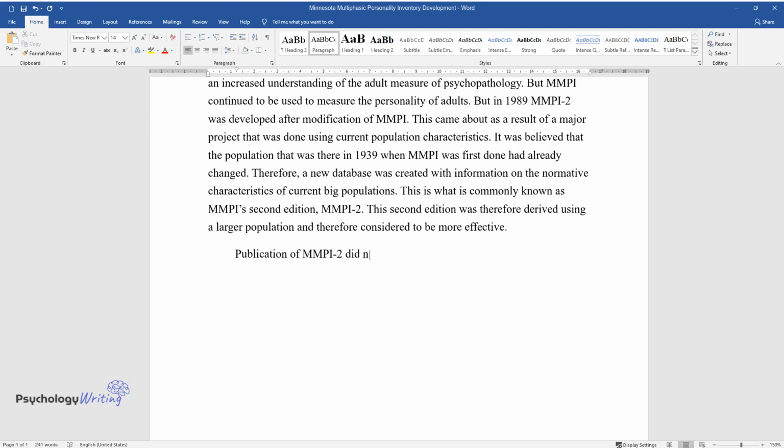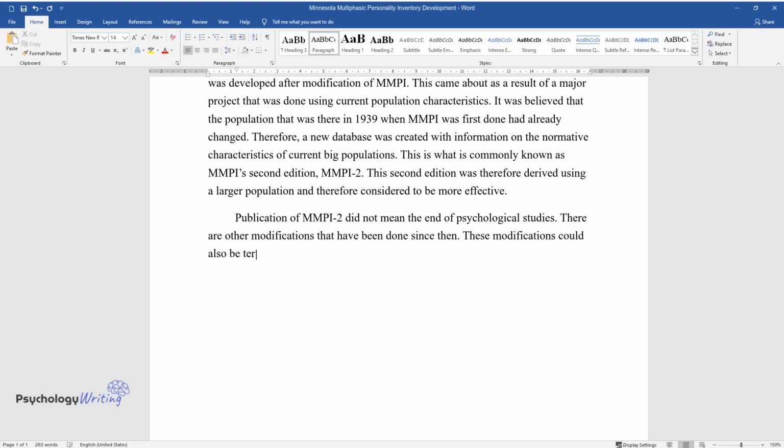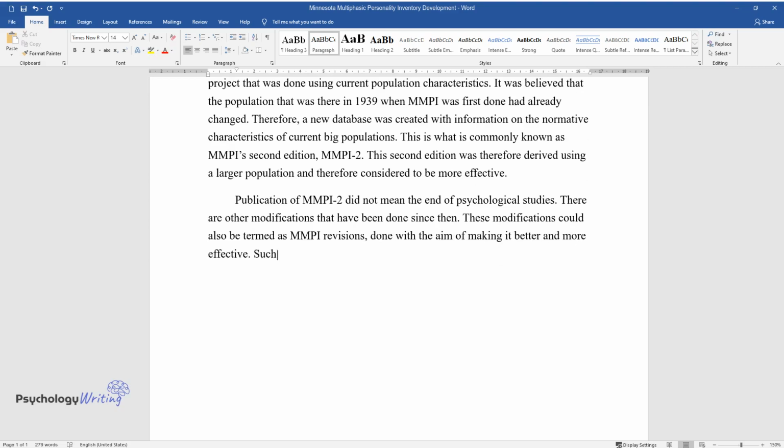Publication of the MMPI-2 did not mean the end of psychological studies. There are other modifications that have been done since then. These modifications could also be termed as MMPI revisions, done with the aim of making it better and more effective. Such revisions are the MMPI-2A in 1991, the MMPI-2-RF, and many others.